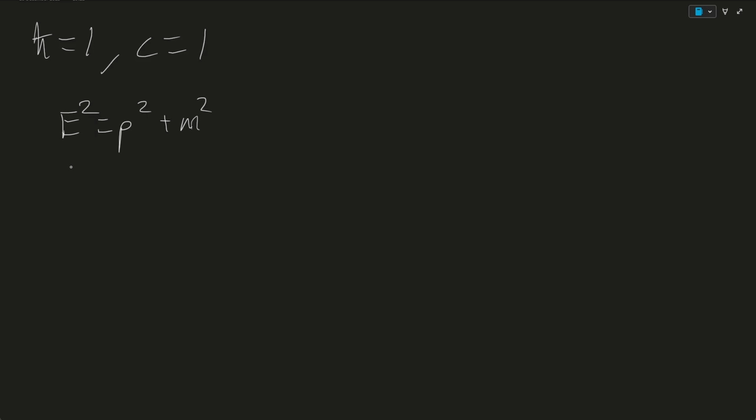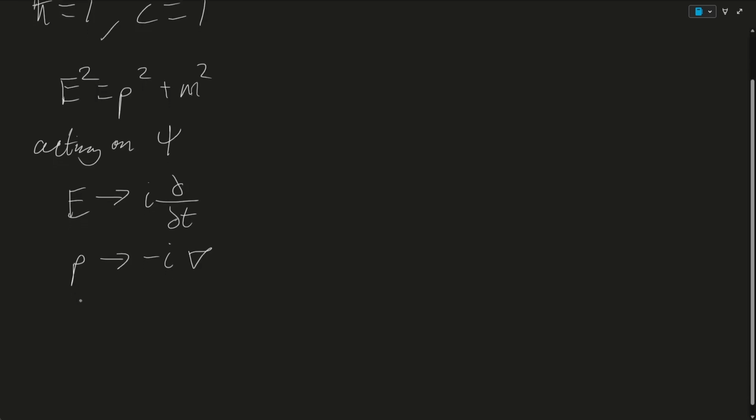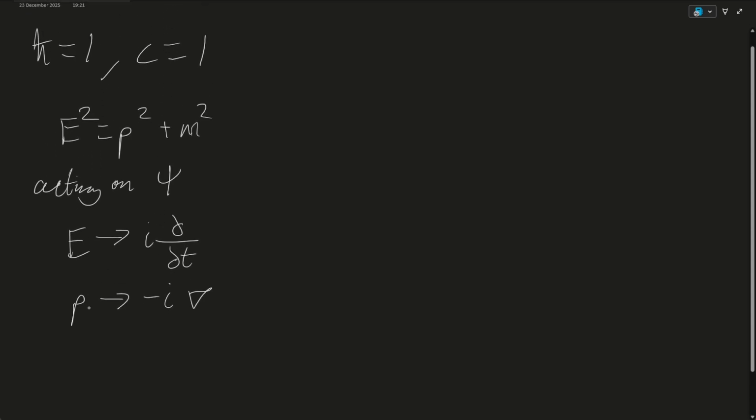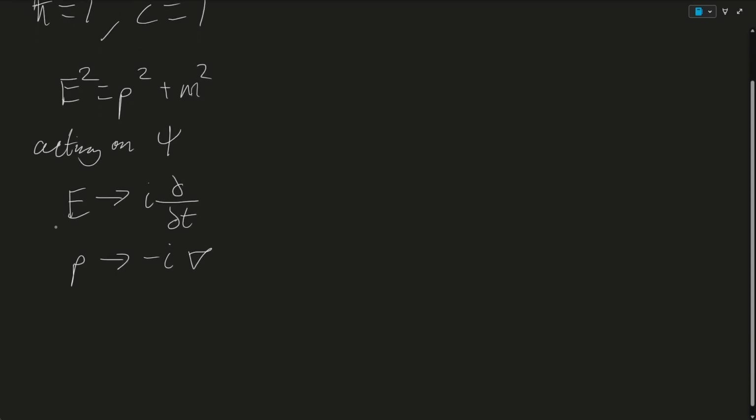Now what we can say, just from basic quantum mechanics, is that we can show some operator substitutions. Acting on our wave function, energy becomes i times the partial derivative with respect to time, and momentum p becomes minus i nabla, or del, or whatever.